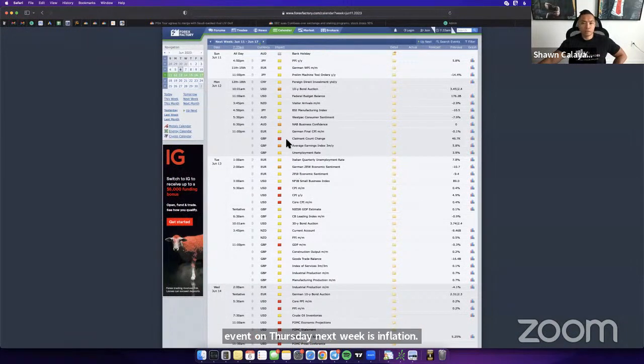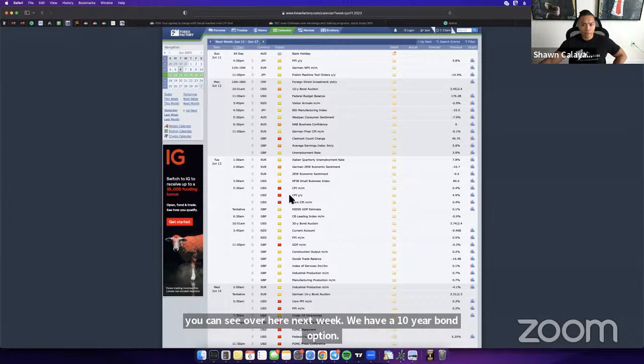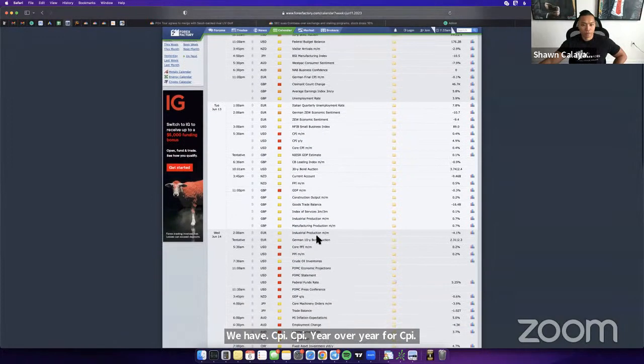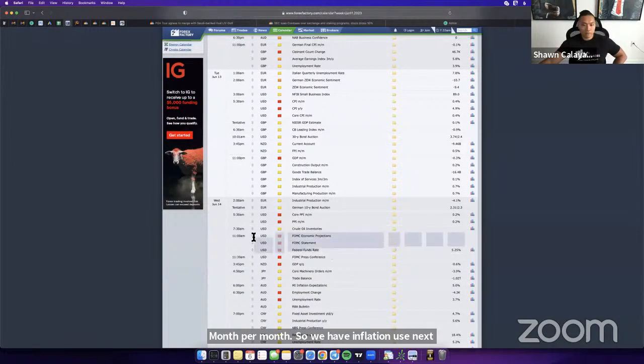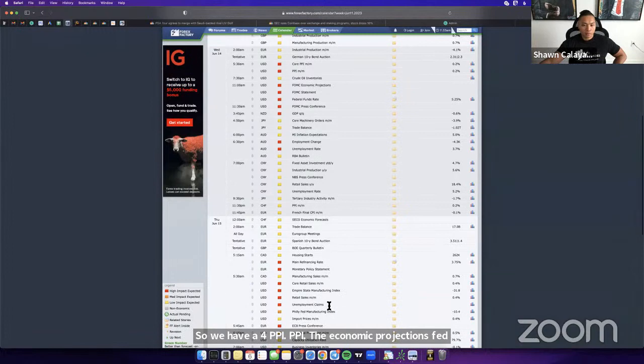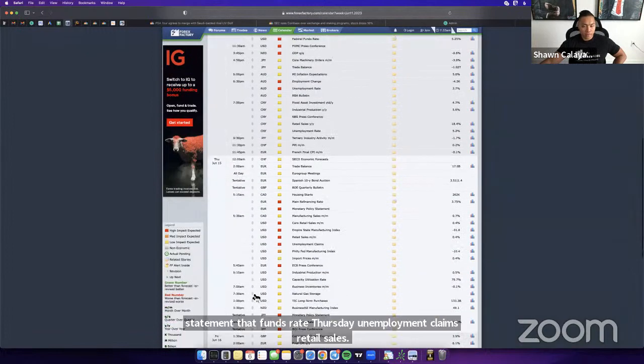Yes, you can see over here, next week we have a 10-year bond auction. We have CPI year over year, of course, CPI month over month. So we have inflation news next week. Wednesday, it's basically Fed week and inflation week. We have core PPI, Fed economic projections, Fed statement, Fed funds rate. Thursday, unemployment claims, retail sales, etc. So next week might be a lot busier.